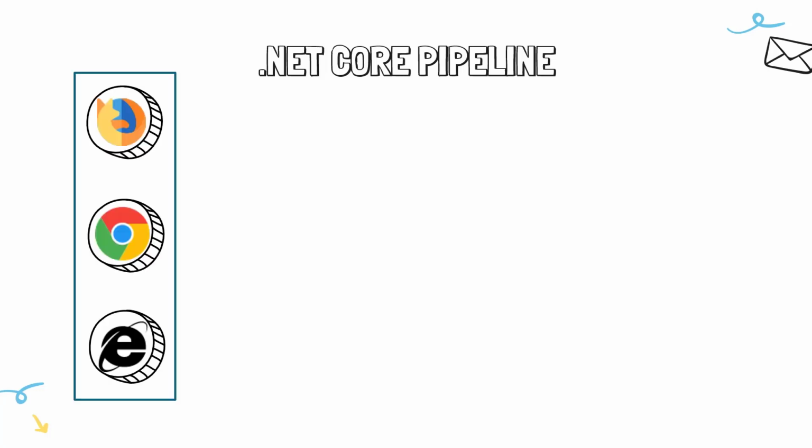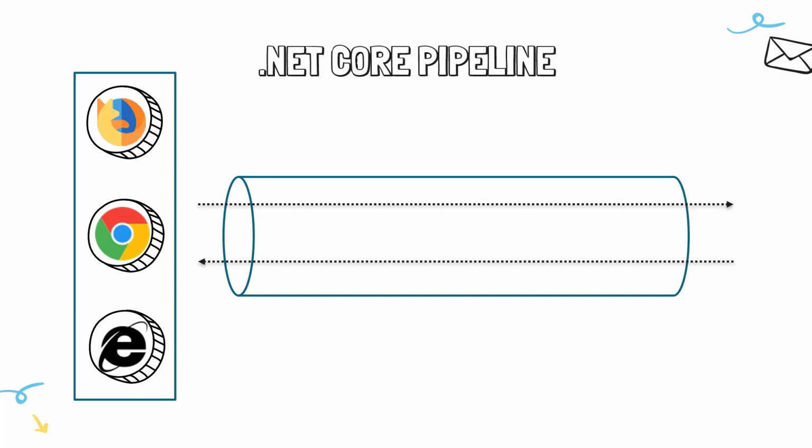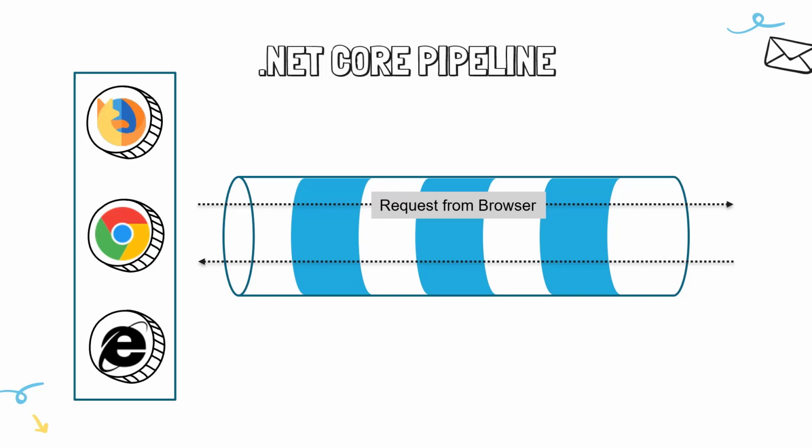We have different browsers here, and then we have a pipeline. The pipeline specifies how the application should respond to a request that is received. When your application receives a request from the browser, the request goes through the pipeline. In the pipeline, you can add items that you want.